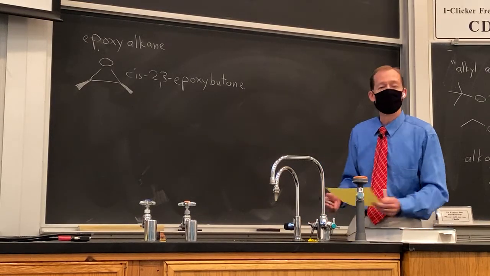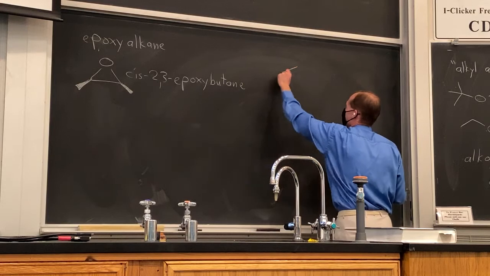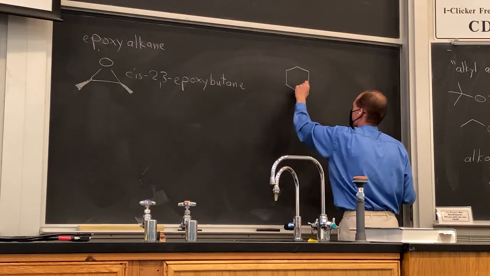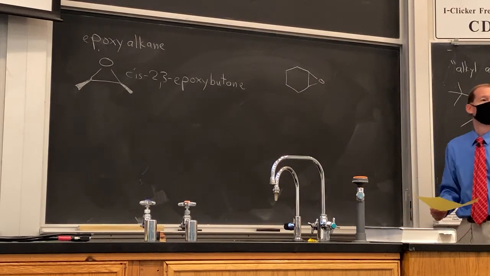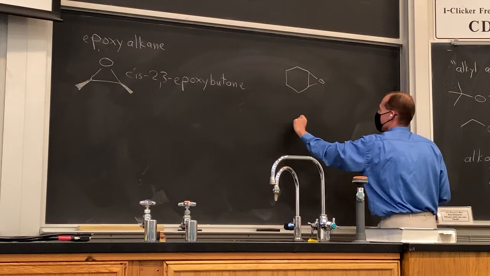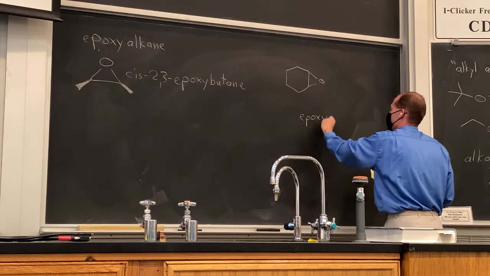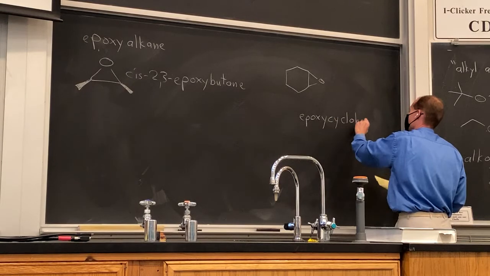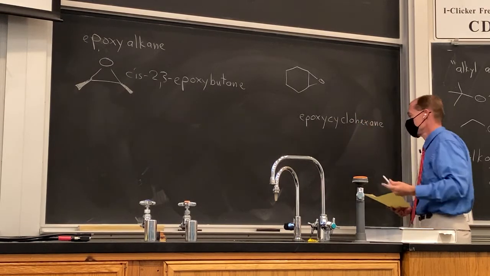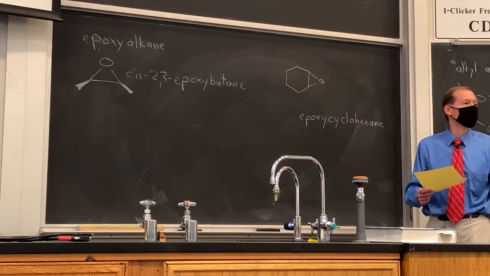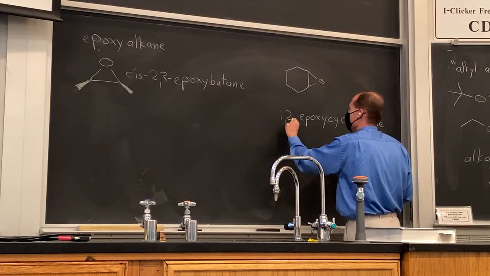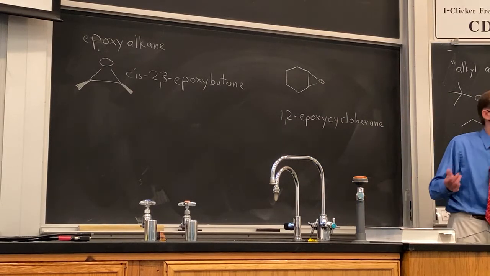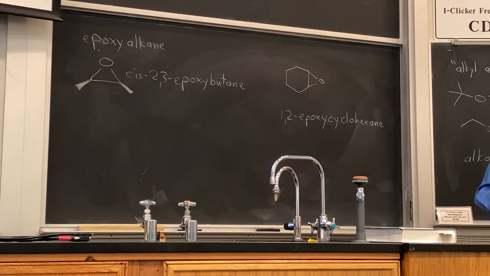You can also have an epoxide attached to a ring, that is, to a cycloalkane. Okay. So we would call this epoxy cyclohexane. And to me, it doesn't seem that you would need numbers in this case, but I've always seen numbers used. So I guess somebody at IUPAC has decreed that you would call this 1,2-epoxy cyclohexane. Any questions?